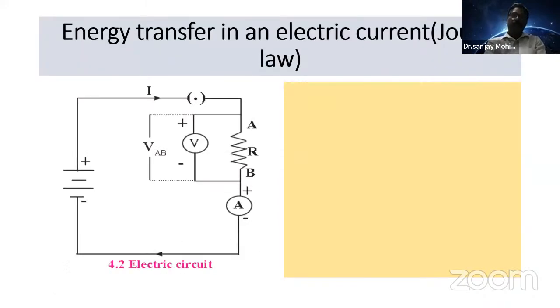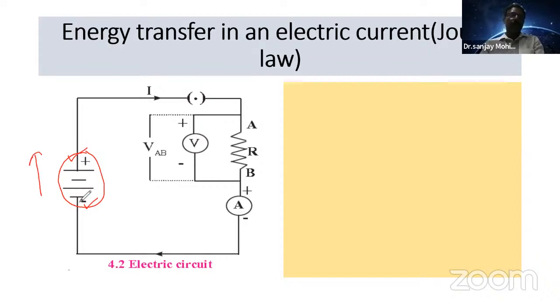So let us move to the concept of Joule's law. Now, to understand the concept of Joule's law better, look at the circuit diagram shown here. In this diagram, you can see a cell is connected, a positive terminal, a negative terminal, and as we know, the direction of current is from the negative terminal to the positive terminal of the battery. So this is the way of flow of current.